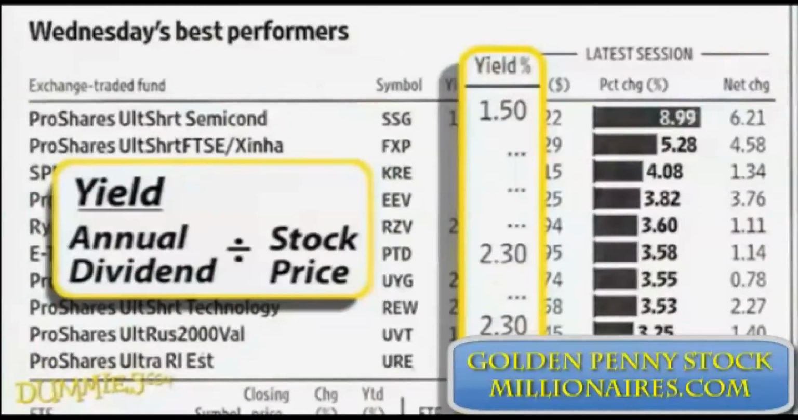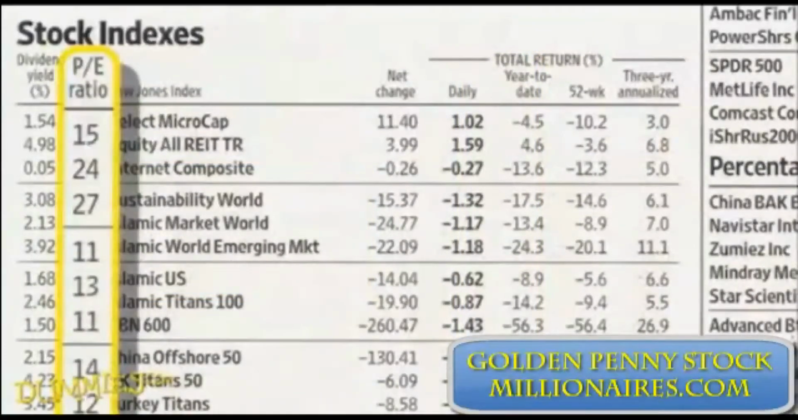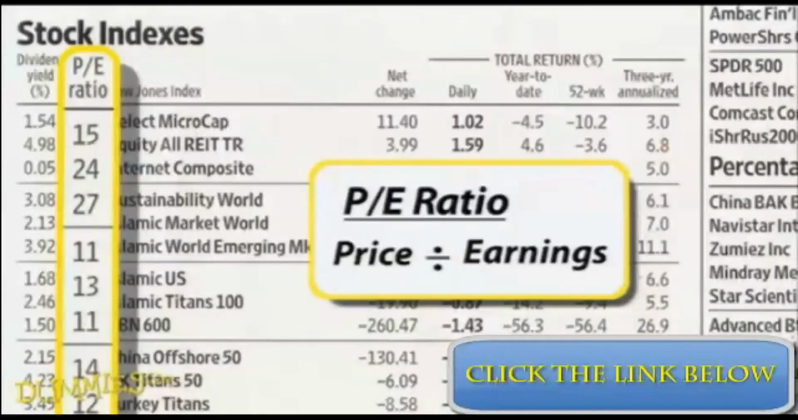In the PE column, P stands for price, or the cost of a single share of stock. The E refers to the company's reported earnings per share as of the most recent 4 quarters. The PE ratio is the price divided by the earnings. PE ratios are important barometers of value in the world of stock investing and are used to determine if a stock is expensive or a good value.